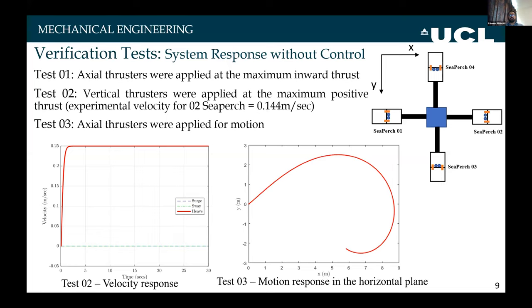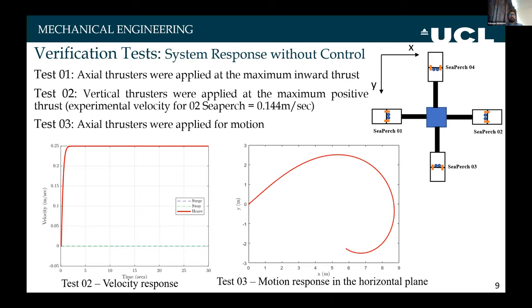In test 2, the vertical thrusters were applied at the maximum positive thrust. From test 2 results, as can be seen, a velocity of 0.25 meter per second is achieved. When I performed my experiments with the two SEAPERCH ROVs, which were used autonomously, the velocity was 0.144 meter per second, and if I double it, it would be 0.288 meter per second. Though the payload was different, in that case it was a rectangular plate, in this case it's a cube, but keeping that margin, it is verified that the simulation model is giving results which are near to the actual.